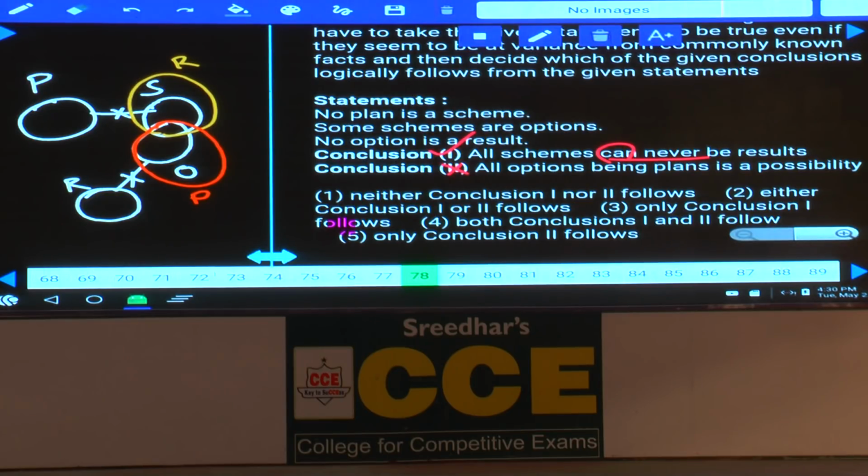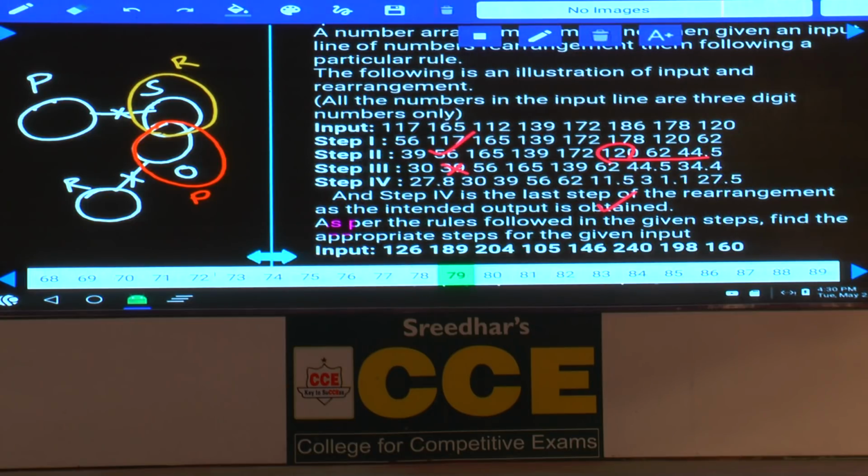And so what is your answer here? Only 1 follows. Only one, that is choice 1. Only one, choice 3. And this is about 78.